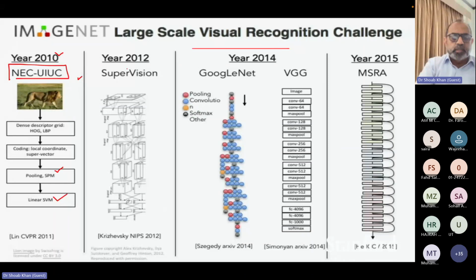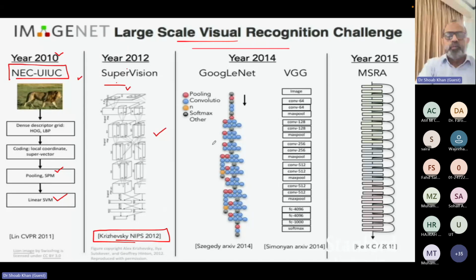But here was this team of scientists in Canada who came up with this model, which is a convolutional neural network model. And since then, everybody is just using convolutional neural networks to solve not only this, but other image classification problems. And today we are going to see what convolutional neural networks are.